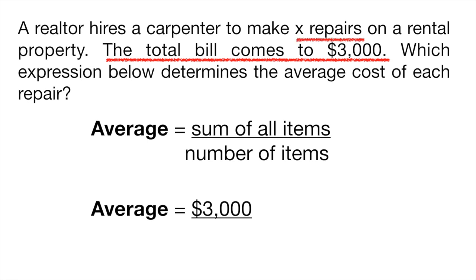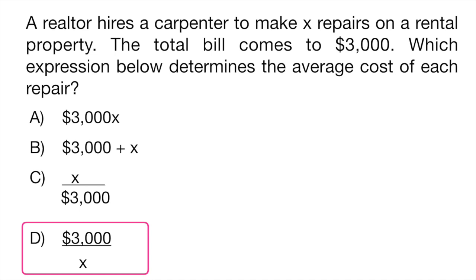But if you notice in the question, it doesn't tell us the number. It just says X repairs. And again, we don't know what X is. It could be 1, it could be 5, it could be 29. Okay? So to get the average, you would divide 3,000 by X. All right, and that would be the answer, which is letter D.